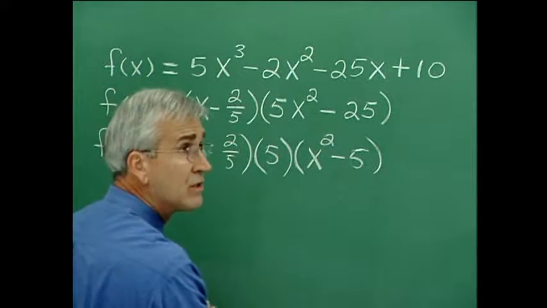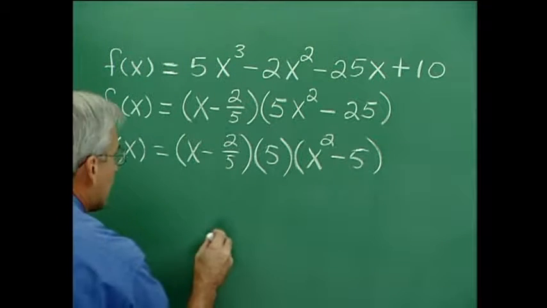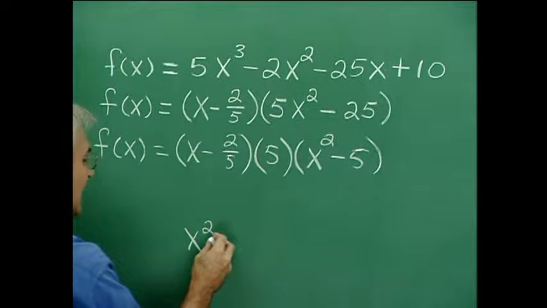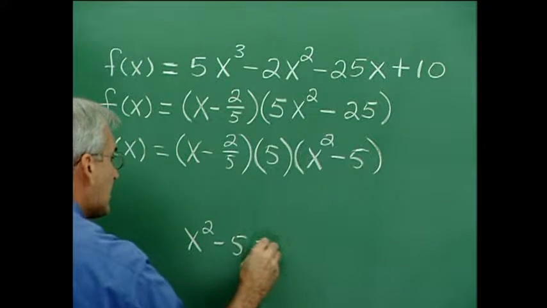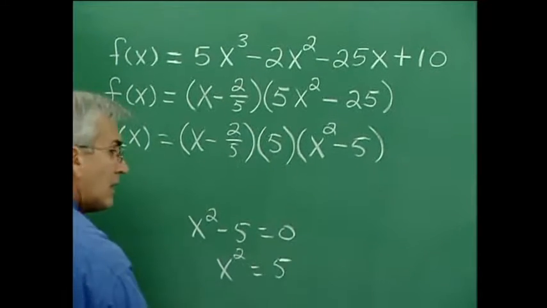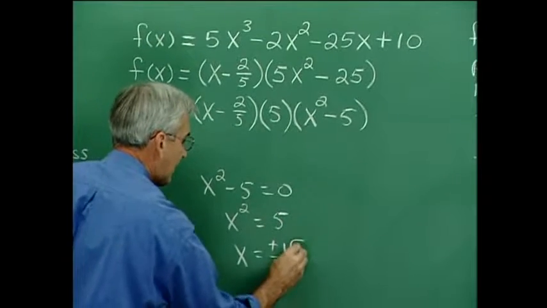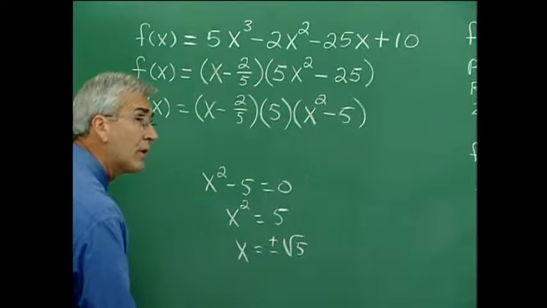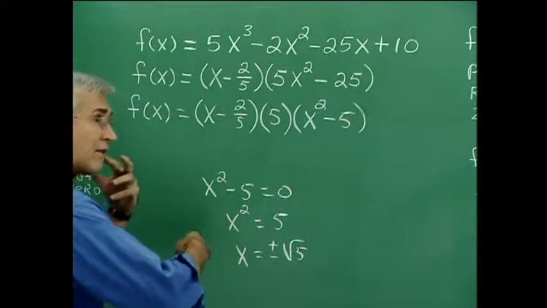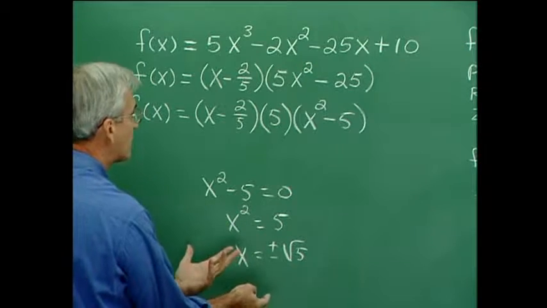Gee, it's not the difference of squares. So I have to solve it another way. I have to think, well, what values of x will make x squared minus 5 equal to 0? Adding 5 on both sides, x squared is 5. By the square root property, x then is plus or minus the square root of 5. Aha, here are the other two zeros. So now I can continue the factorization. If these are zeros, they lead to factors, and so I can write those factors.